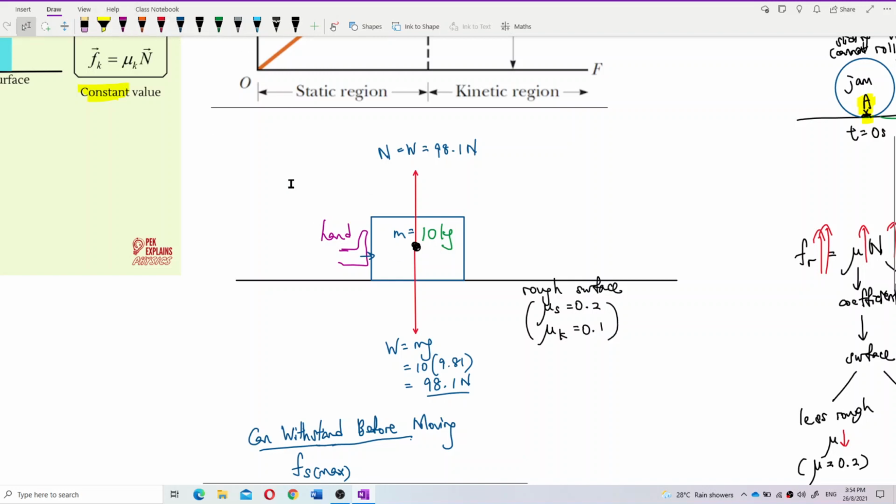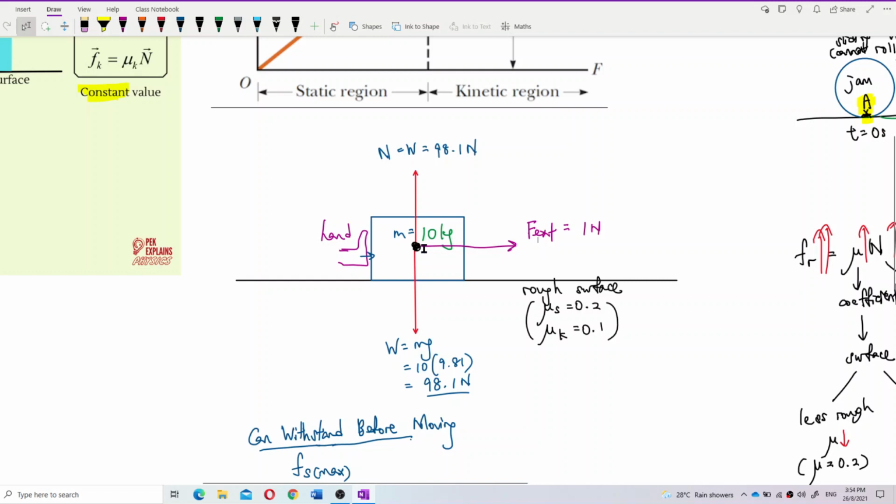I push with this pushing force, my external force. Let's say I push with 1 Newton. Do you think the object will move? No, the object will not move yet.